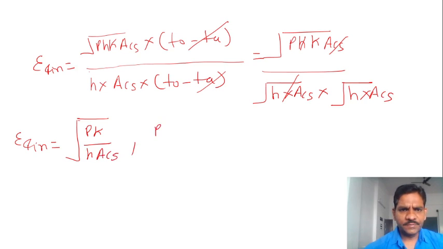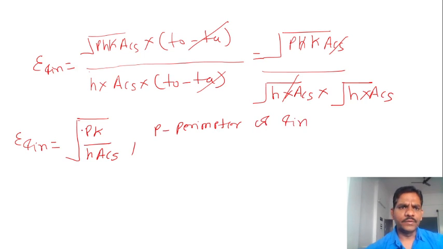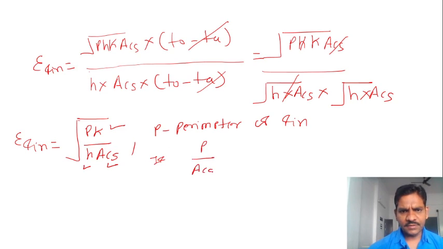Okay. Where P is the perimeter of a fin. We know K is the thermal conductivity, H is the heat transfer coefficient, and ACS is the cross sectional area of a fin, guys. So here if you observe in effectiveness, suppose you consider this P by ACS ratio, perimeter upon cross sectional area. So what is the perimeter formula?